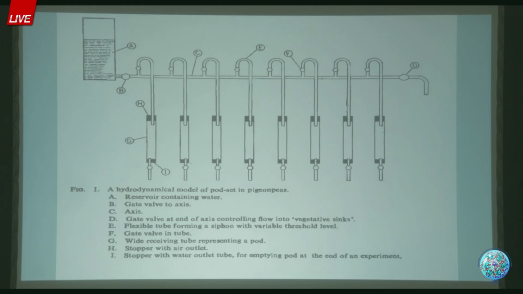There is a point where there's not enough fluid here to trigger the siphon. So you end up with a number of pods that are completely full, and then the rest are empty. But if you reduce this threshold, lower this down until there's almost no siphon, no threshold, then they go on filling until the later ones are only partly full, until there's hardly anything in the last ones at all, exactly like the chickpea.